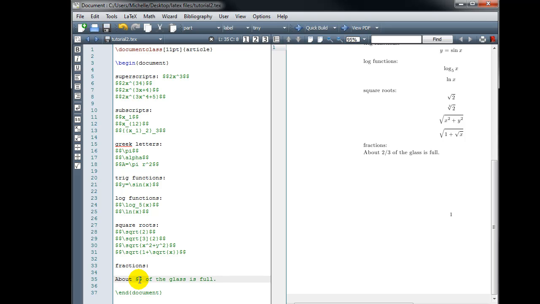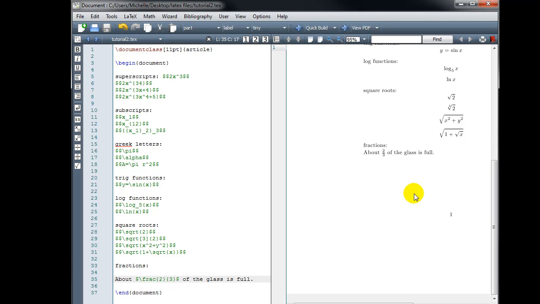To type a fraction, I want backslash frac, and then we need a set of curly brackets for the numerator and a set of curly brackets for the denominator. So inside the first set of curly brackets, I'll type 2, that's my numerator. And inside the second set of curly brackets, I type 3, that's my denominator. Notice that I didn't have to type a slash at all to get that fraction bar in there. It's built into the code. So now we see about 2/3 of the glass is full.